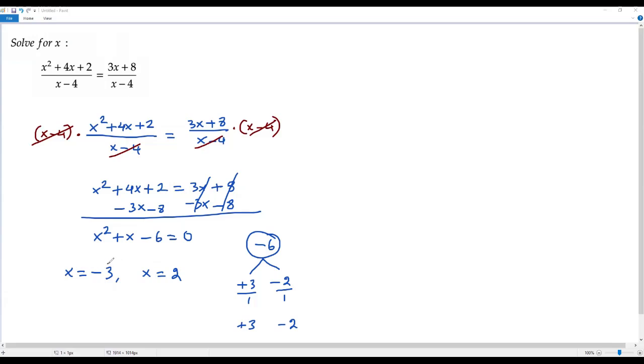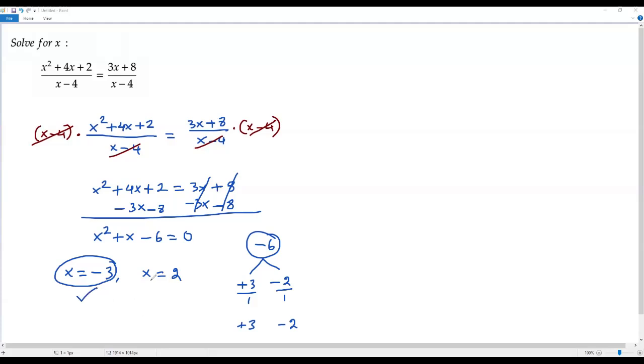Now let's check whether the first value of x, that is x equals negative 3, makes any of the denominators in the given rational equation 0. So let's plug in x equals negative 3 into the denominator over here. When I plug in x equals negative 3, I'm getting negative 3 minus 4. Anyway, it's not equal to 0. We have the same denominator, x minus 4, over here, so we don't have to verify this one. So the first value, x equals negative 3, does not make the denominator in the rational equation 0. So we can consider the first solution a valid solution.